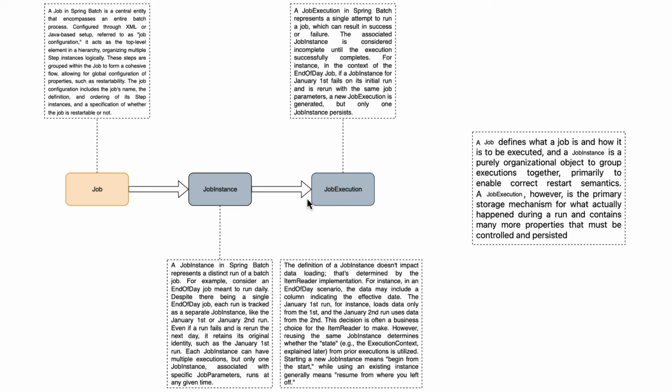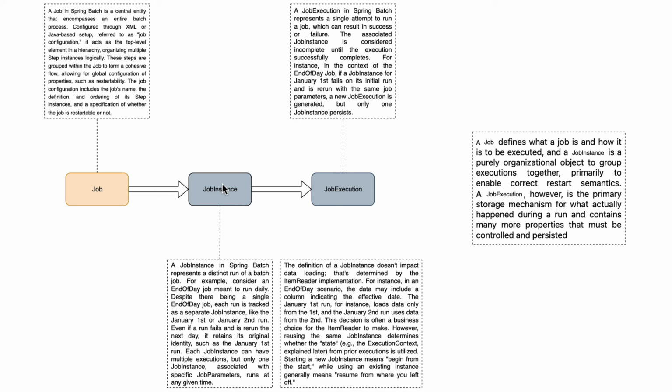A job execution in Spring Batch represents a single attempt to run a job, which can result in success or failure. The associated job instance is considered incomplete until the execution successfully completes. For instance, in the context of the end-of-day job, if the job instance for January 1st fails on its initial run and is rerun with the same job parameters, a new job execution is generated, but only one job instance persists.